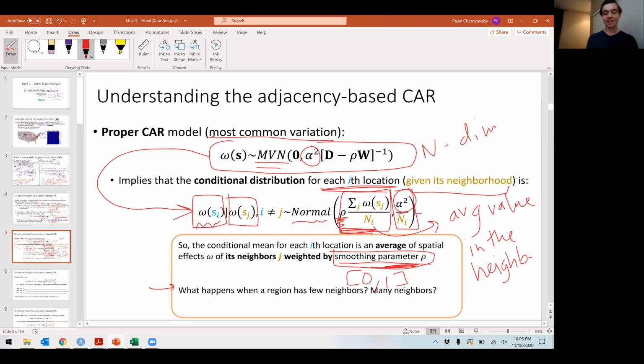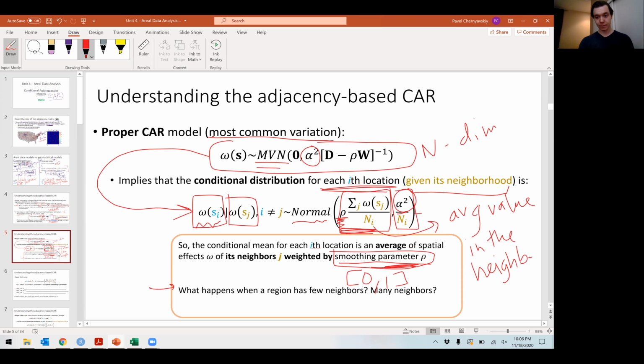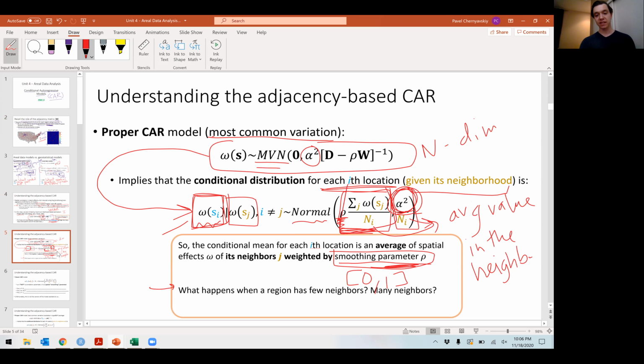So what happens when a region has few neighbors? For example, like Maine in this map right here. Maine has just one neighbor. So if Maine has one neighbor, we are not reducing this alpha squared at all. So we are allowing for great uncertainty in the latent spatial effect for Maine. Much more uncertainty than that of Wyoming. You saw Wyoming has 6 neighbors. And so when we are making our spatial effect for Wyoming, we take the average of its 6 neighbors, multiply by the smoothing parameter, and then for the variance, we take alpha squared divided by 6.